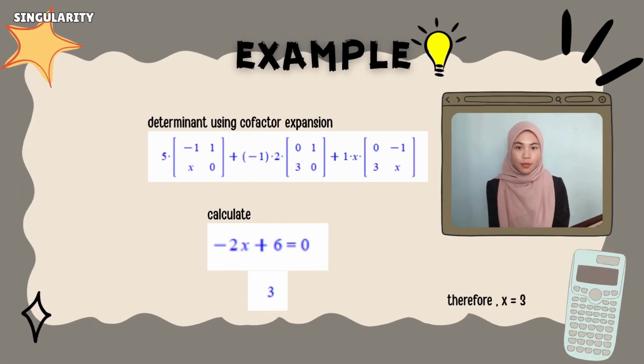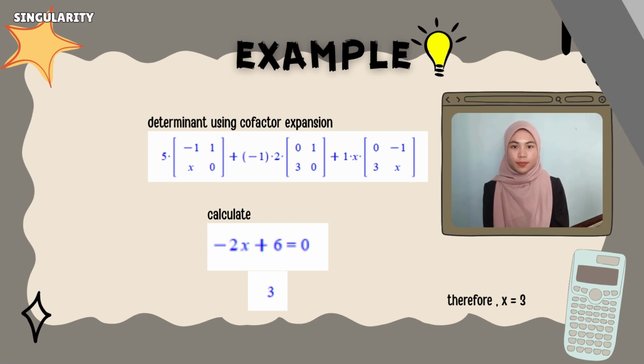Next, we find the determinant using cofactor expansion along the first row. You will get 5 times the matrix negative 1, 1, x, 0, plus negative 1 multiplied by 2 times the matrix 0, 1, 3, 0, plus 1 multiplied by x times the matrix 0, negative 1, 3x. And calculating, we will get negative 2x plus 6 equals 0. And the final answer is x equals 3.